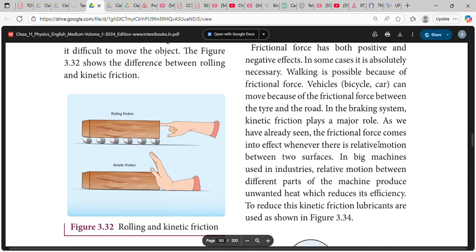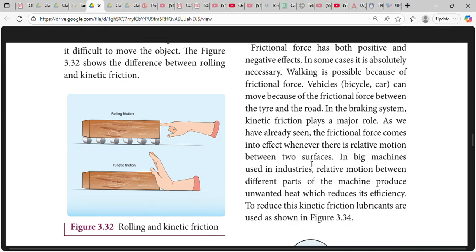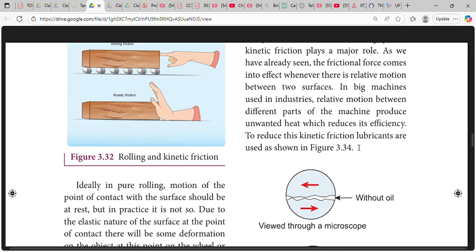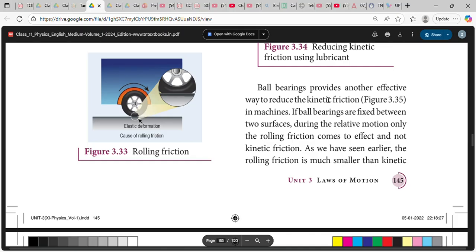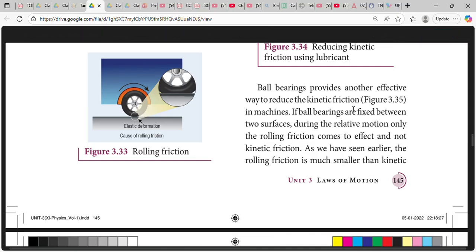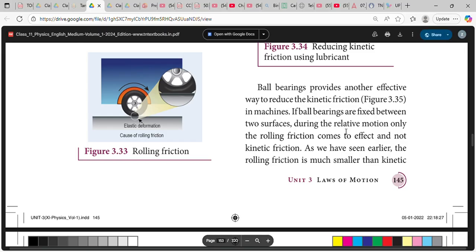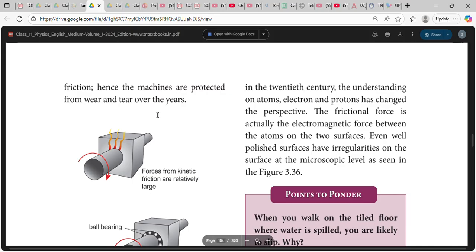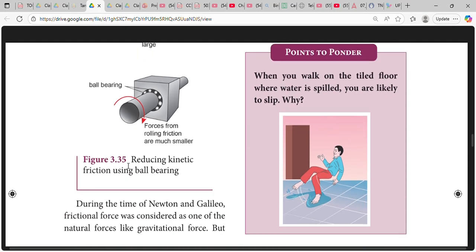As we have already seen, frictional force comes into effect whenever there is relative motion between two surfaces. In big machines used in industries, relative motion between different parts of the machine produces unwanted heat, which reduces its efficiency. Ball bearings provide another effective way to reduce kinetic friction in machines. If ball bearings are fixed between two surfaces during the relative motion, only the rolling friction comes into effect and not the kinetic friction. The rolling friction is much smaller than kinetic friction, hence the machines are protected from wear and tear over the years.